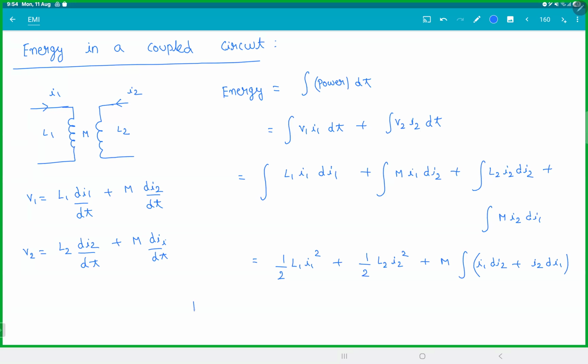So we get the total energy will be half L1 I1 square plus half L2 I2 square. So this is your standard inductor energy, the energy stored inside the inductor. This extra term which we got, M I1 I2, that's your interaction energy. That is energy stored because of interaction between both the systems.